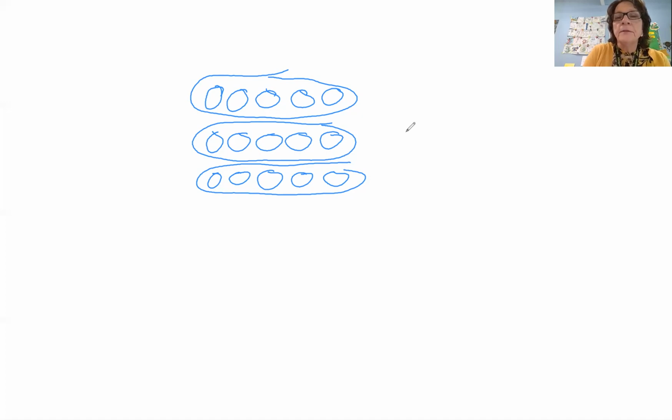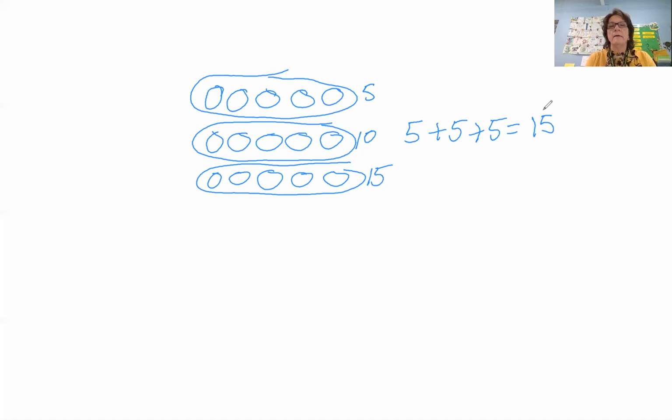All right, repeated addition means I'm going to take the amount in each row. So 5 plus 5 plus 5. I have 3 5s, 1 for each row. And if I skip count this array, 5, 10, 15, 5 plus 5 plus 5 equals 15. Okay, hopefully that was your repeated addition equation you wrote. Okay, next, I would like you to write a multiplication sentence to represent that array. Go ahead and write it on your paper.